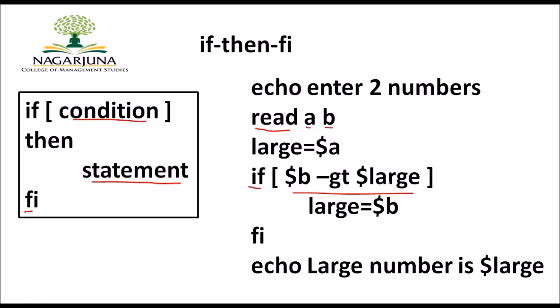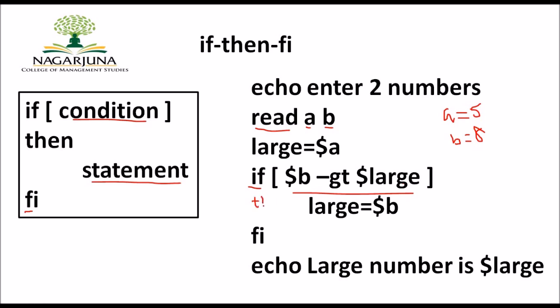Now the if statement checks for the truth value of your condition. Let A equal 5 and B equal 8. So now the A value has been stored in large. Now the B value is 8, and we verify the condition. Hyphen gt represents greater than. Is 8 greater than large? Yes, the condition is true. So here we should have a then statement.